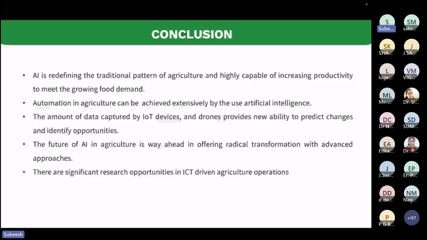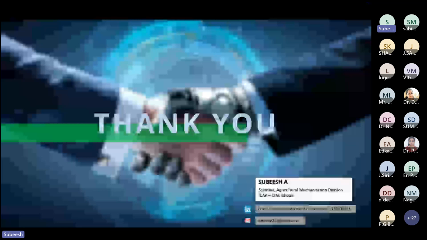The traditional pattern of agriculture is being redefined using AI. So automation in agriculture can be achieved extensively using AI. And again, there are significant research opportunities, and you are always welcome, feel free to explore all these opportunities. And with that, I conclude here. Thank you so much.